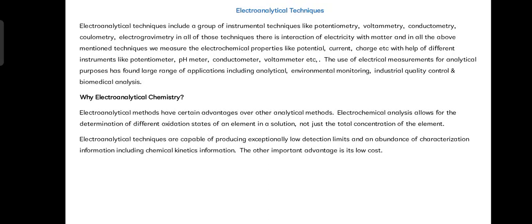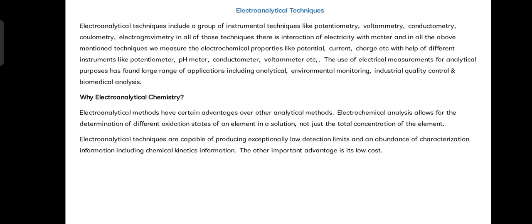Today we discussed electroanalytical techniques. Electroanalytical techniques include a group of instrumental techniques like potentiometry, voltammetry, conductometry, coulometry, and electrogravimetry. In all of those techniques there is an interaction of electricity with matter, and in all the above mentioned techniques we measure electrochemical properties like potential, current, charge, etc. with the help of different instruments like potentiometer, pH meter, conductometer, voltmeter, etc.